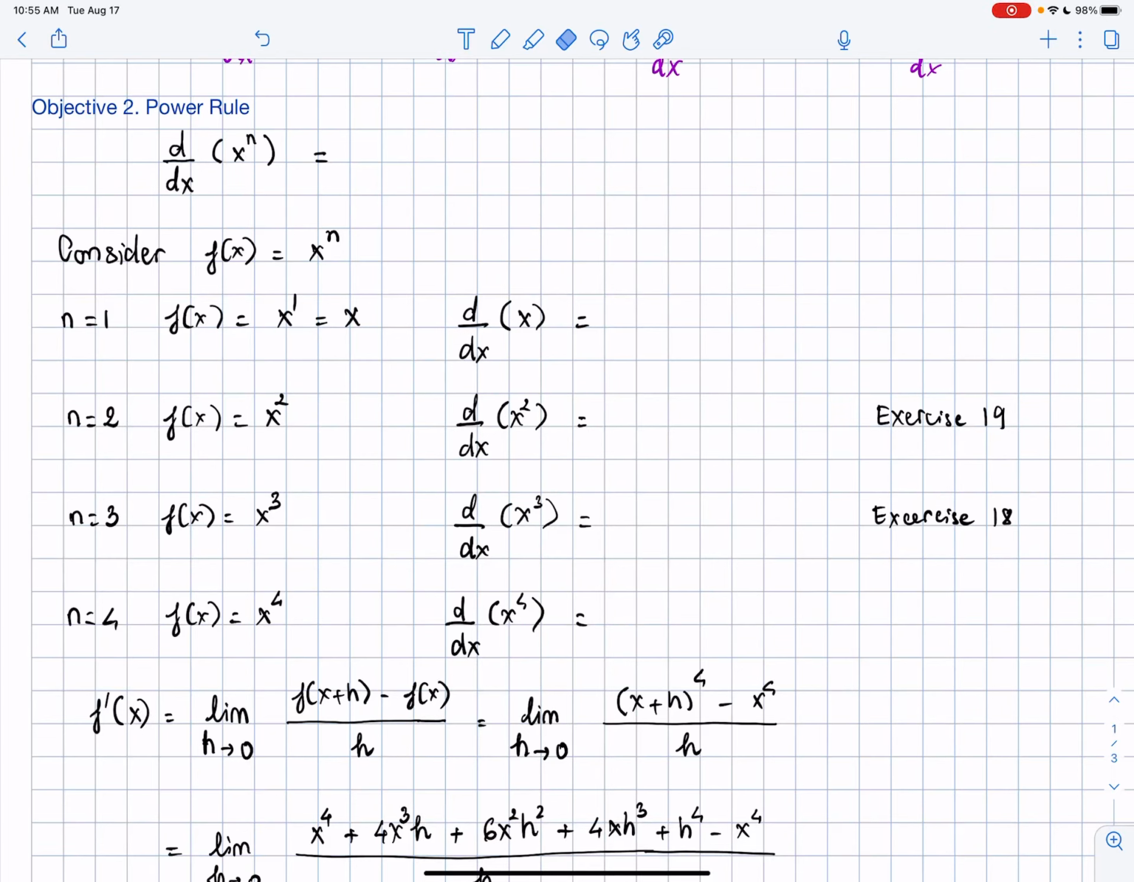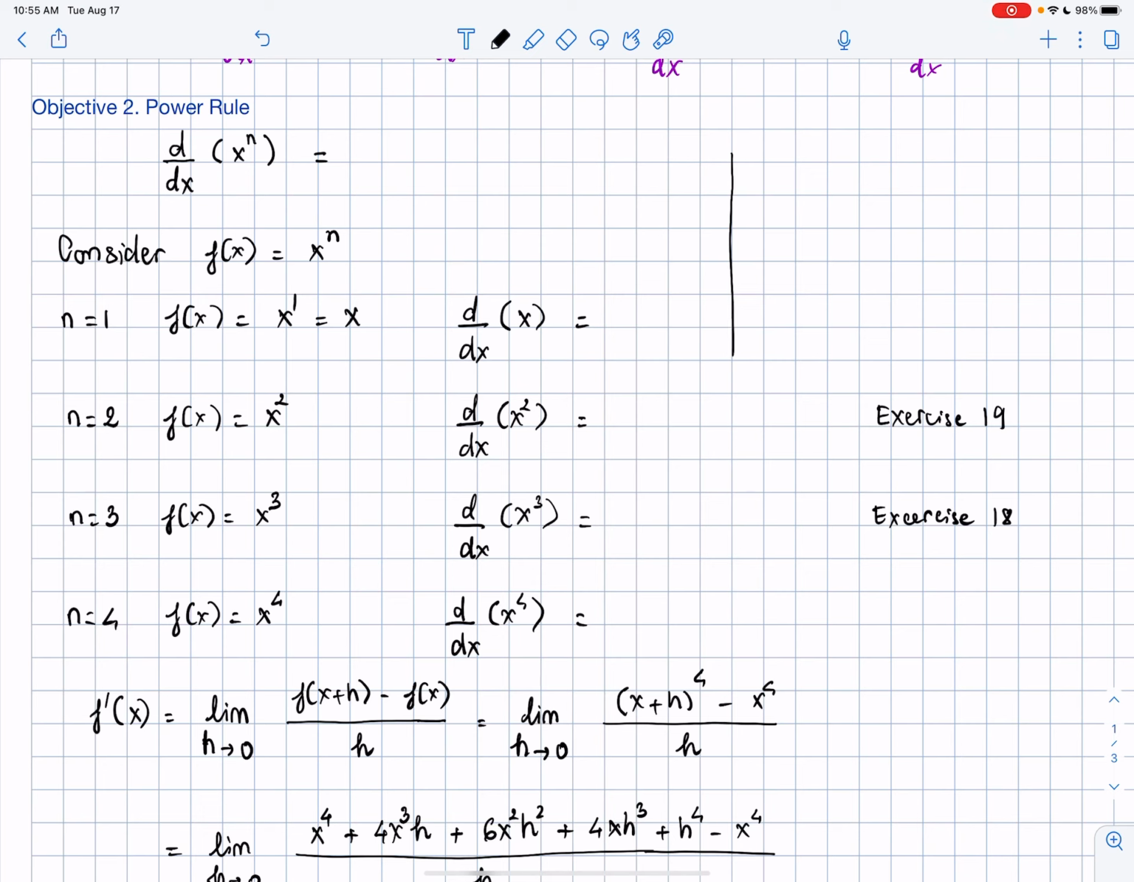Objective number 2, power rule. We want to take the first derivative of x to the n power. So let's consider the function f of x equal to x to the n power. If n equals 1, we get the function f of x equal to x, which is a linear equation.